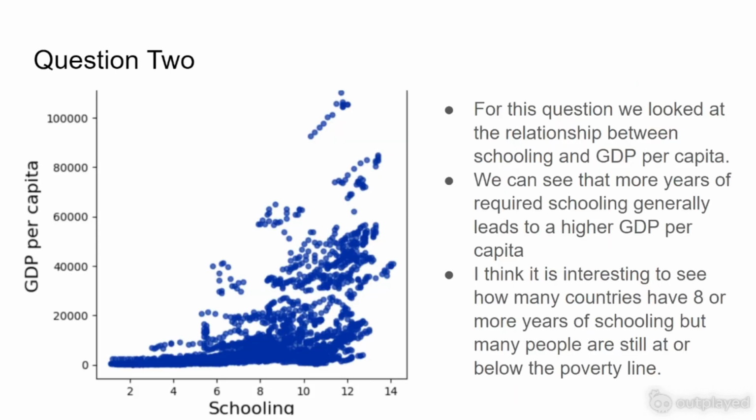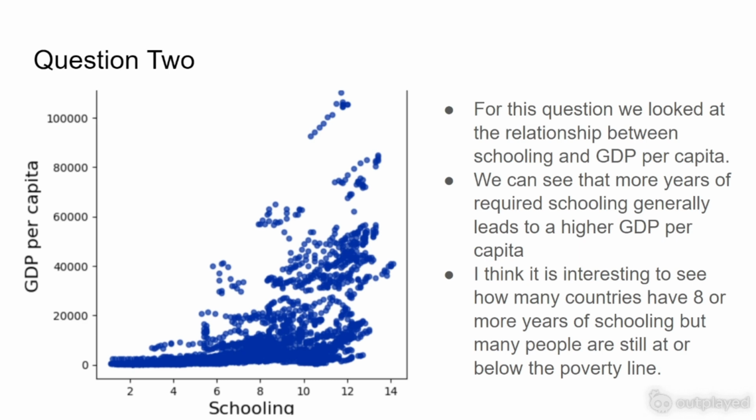For question two, we looked at the relationship between schooling and GDP per capita, and basically just took those two columns from the table and put them on a scatter plot. As you can see, there is a relationship between the amount of schooling that's required in a country and the GDP per capita of the average citizen of the country. You can see a correlation there that countries that have more schooling tend to have a higher GDP per capita.